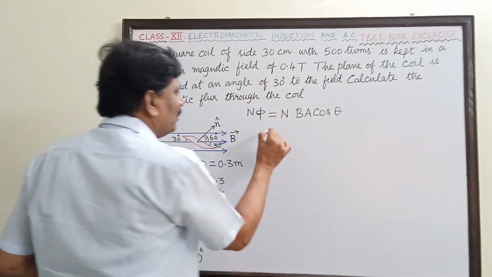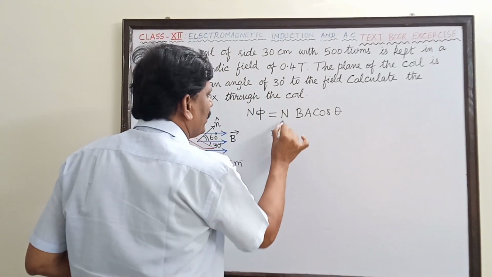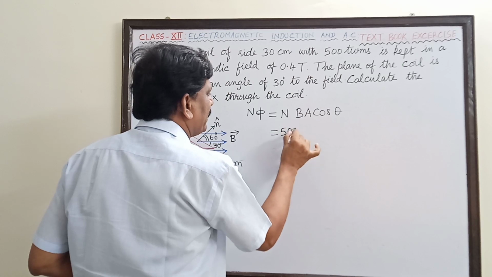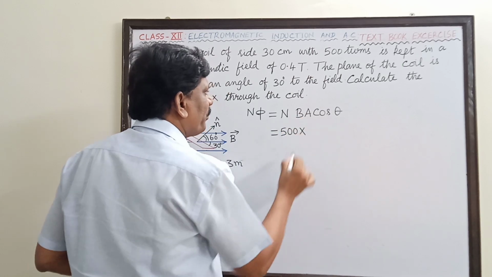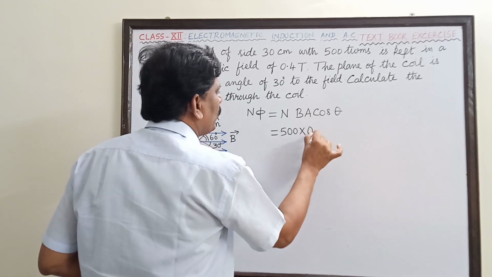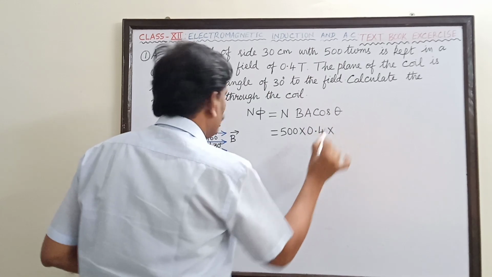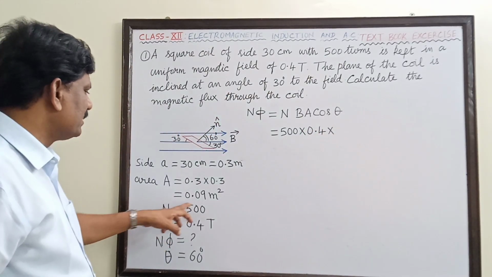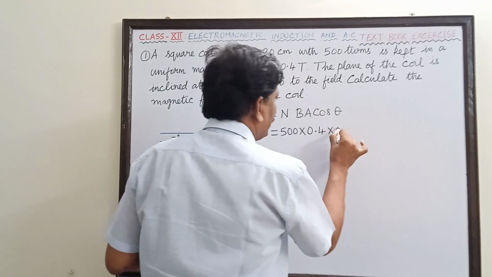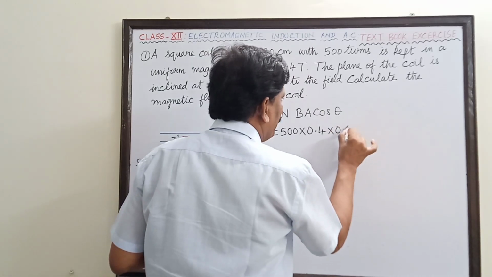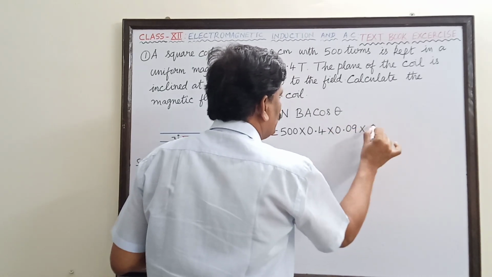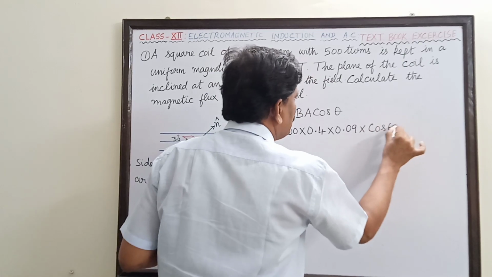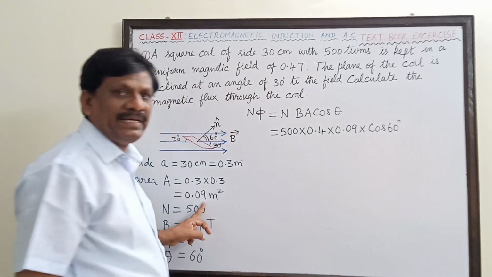Okay. So the flux is now equal to N, N is 500, into B, B is 0.4 Tesla, into area A, A is 0.09, so this is 0.09 into cos of 60. That is equal to 1 by 2.